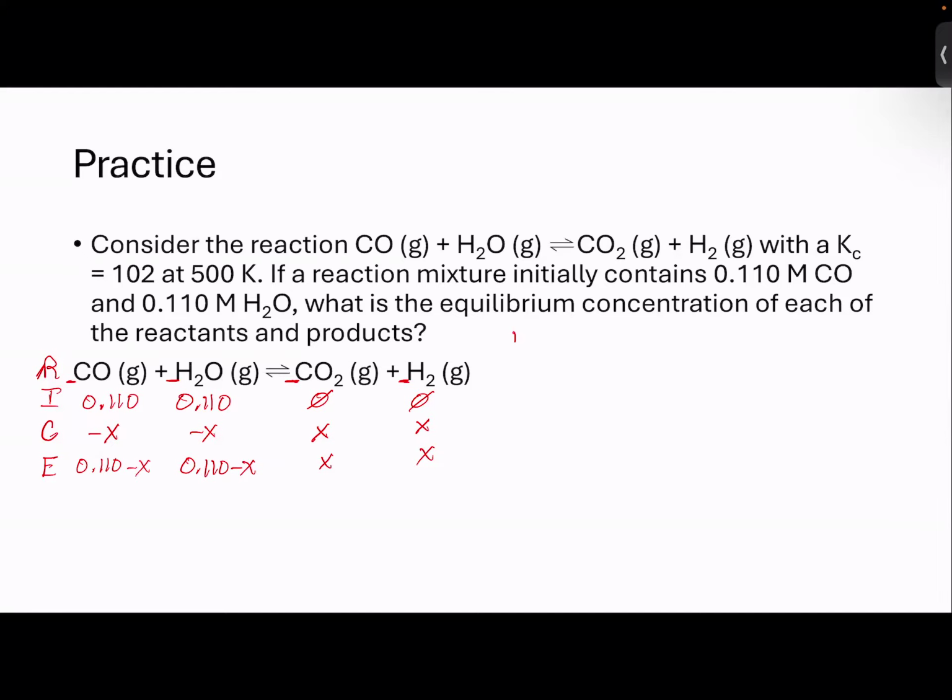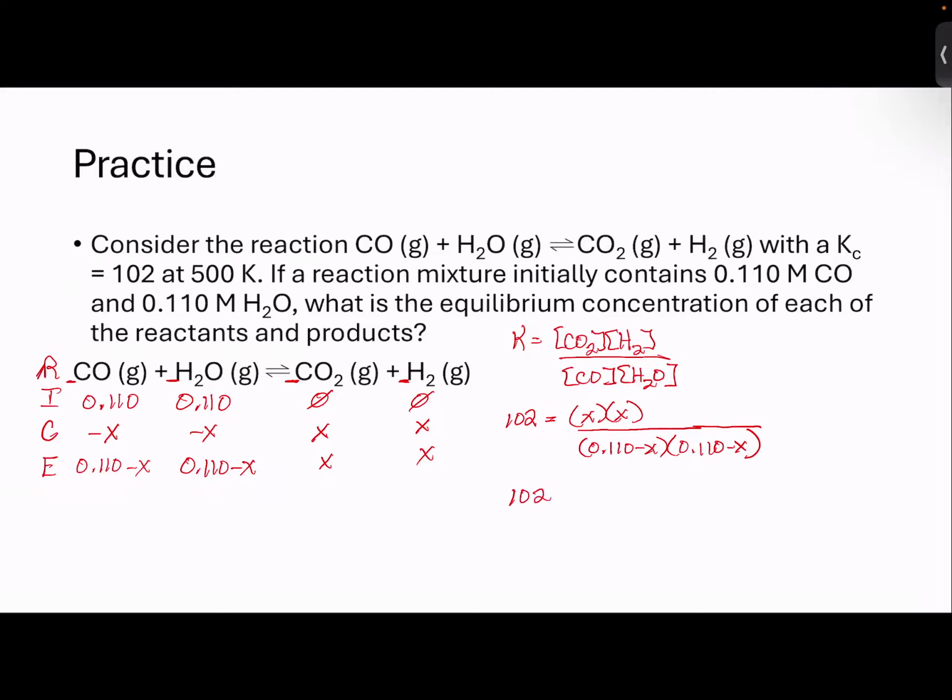We can now develop our equilibrium expression. It is the products over the reactants raised to their coefficients. Plugging in what we know, the Kc was 102. That is equal to X times X divided by 0.110 minus X times 0.110 minus X. I'm going to simplify this. 102 is equal to X squared.